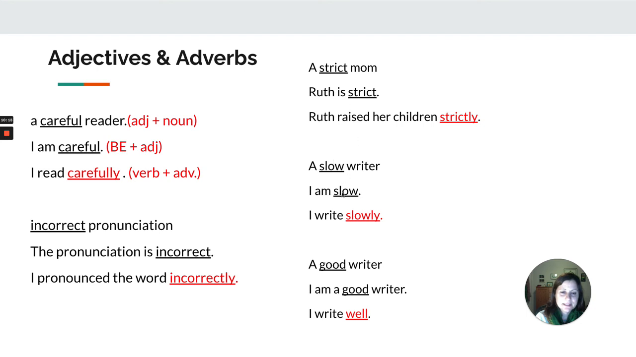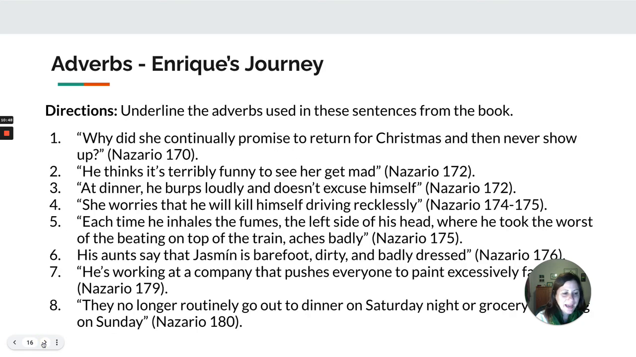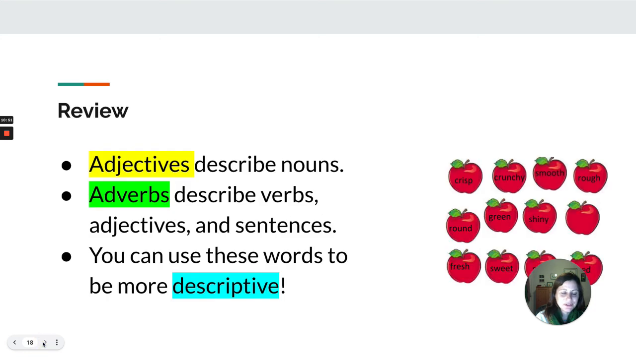I have some more examples here. Let's look at the last one because it has an irregular one. A good writer. Adjective, noun. I am a good writer. Adjective, noun. And we see after the be verb, but you say I write. You don't say I write goodly or I write good. You would say I write well. We want the adverb to describe the verb write. This is just some practice we'll do if you're reading Enrique's Journey.